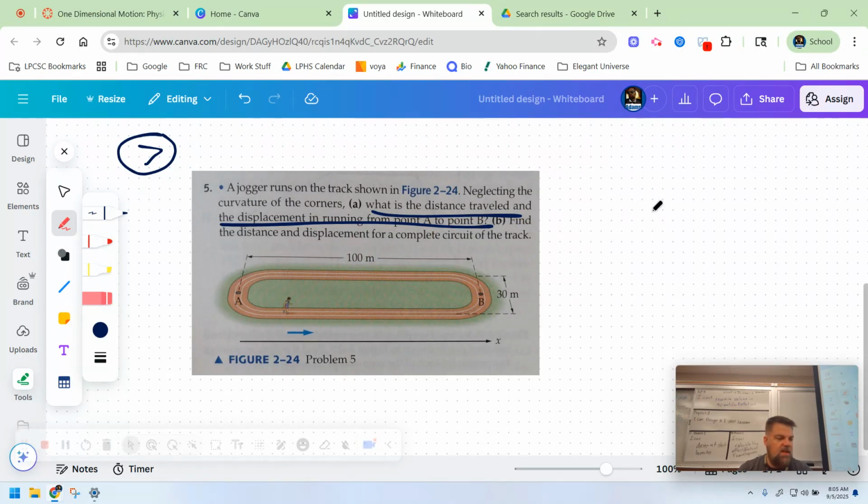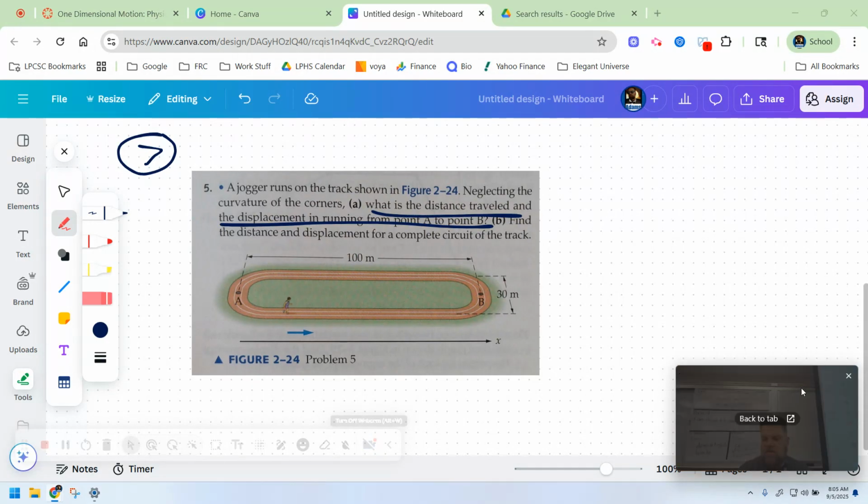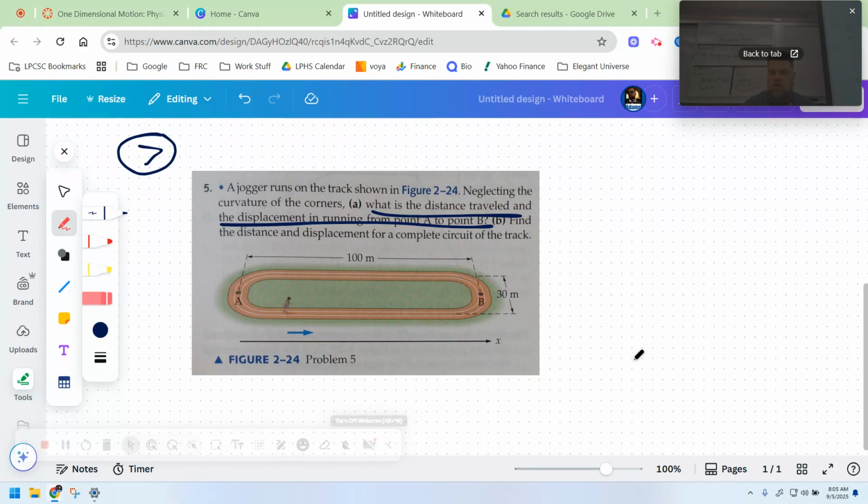So this is, what is the distance traveled and the displacement? So this one you got to have 2 answers, and I would imagine if you got it wrong, it's probably because you got the 2 confused. So let's talk about distance versus displacement, okay?